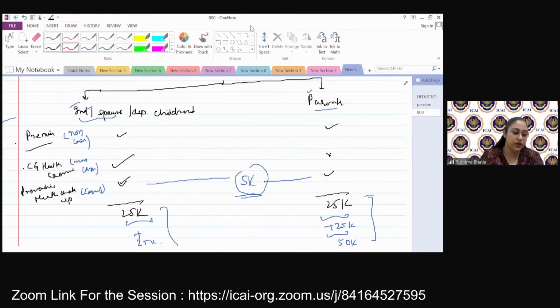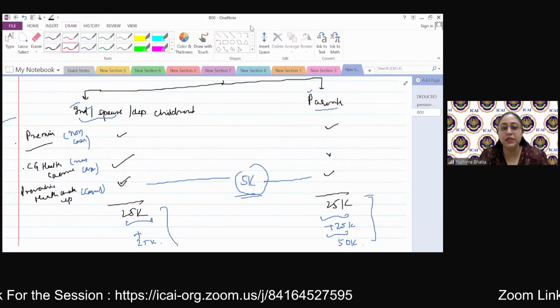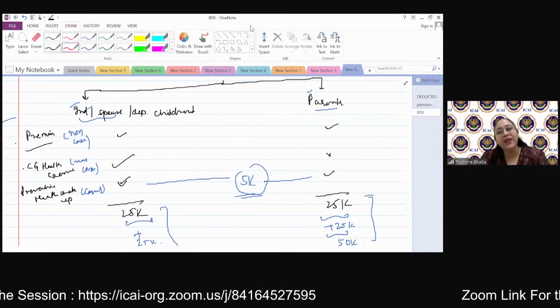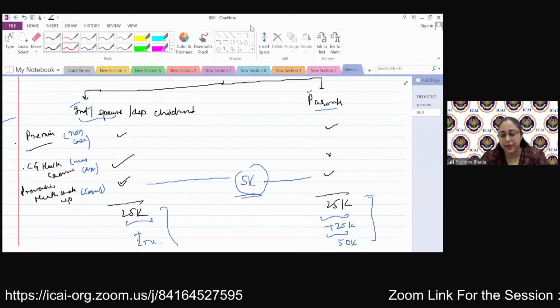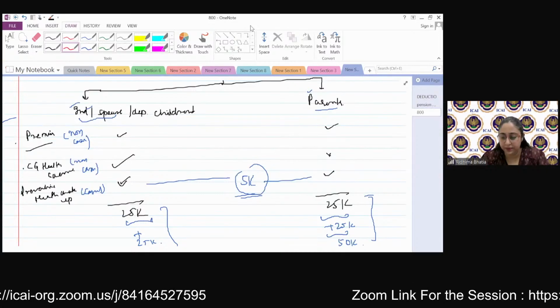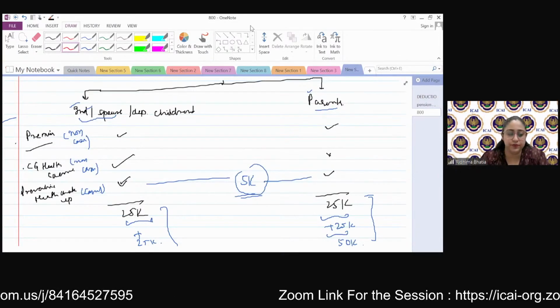For your HUF, a deduction is allowed, maximum 25,000 if no member is senior citizen, otherwise 50,000 if any one member is senior citizen. It is also allowed for insurance premium. Sorry, only for insurance premium, no preventive health checkup also.